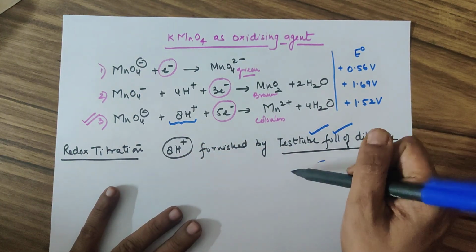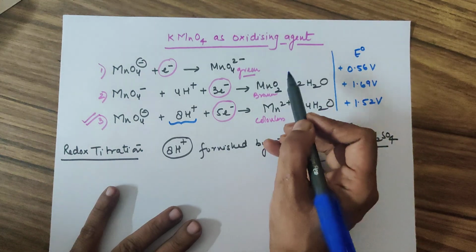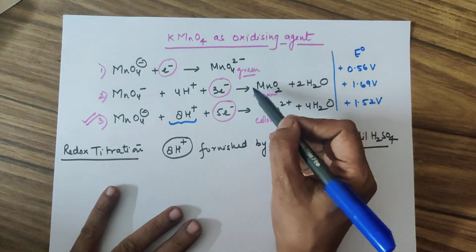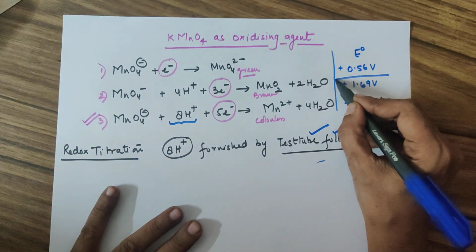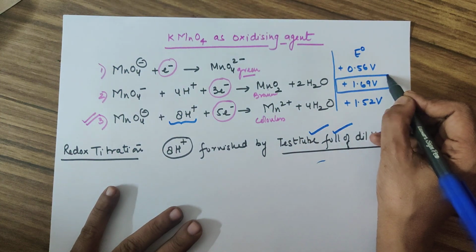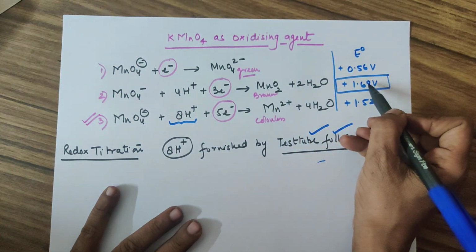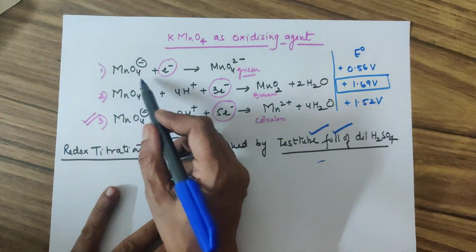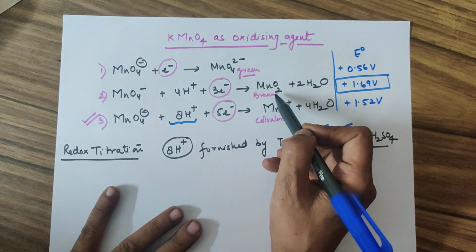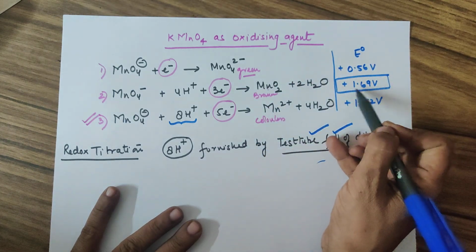Have you ever noticed that brown forms many times during titration? What is the reason for that? The highest E0 value is of this reaction. Highest E0 means this is a preferred reaction, which means given a choice, your MnO4 minus will prefer to transform into MnO2 according to the E0 value.